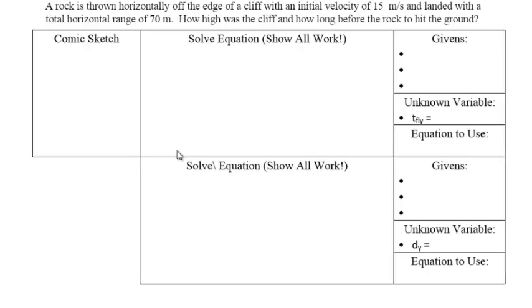A rock is thrown horizontally off the edge of a cliff with an initial velocity of 15 meters per second and lands a total horizontal range of 70 meters. How high is the cliff and how long before it hits the ground?